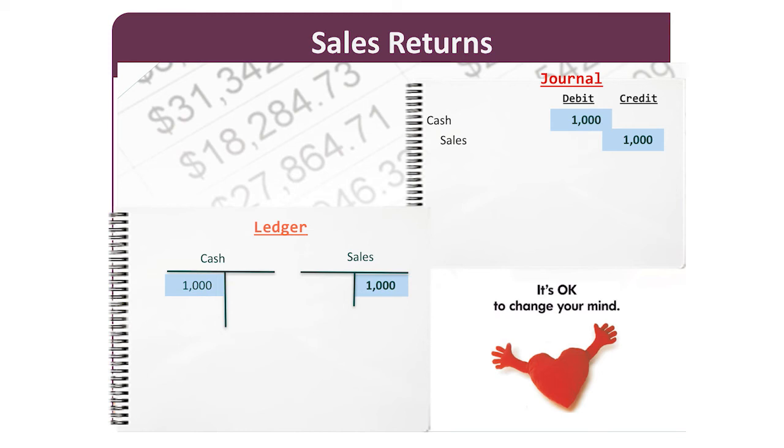If one of the items is returned for a refund a few days later, a $100 credit would be made to the cash account to record the refund to the customer, and the debit would be to a contra revenue account called sales returns, sometimes called sales returns and allowances. Amounts are then posted to the ledger.